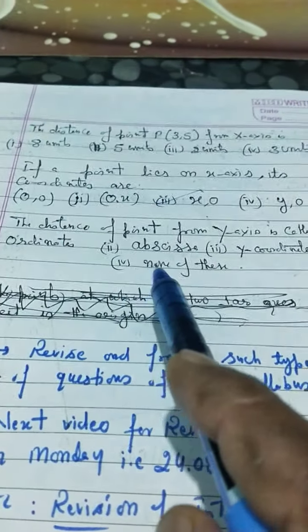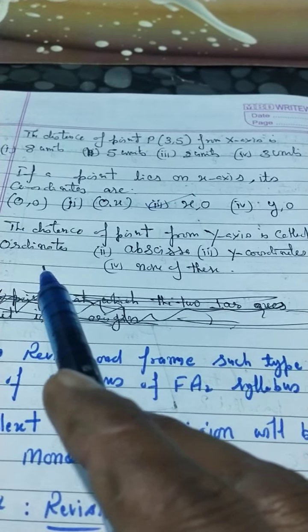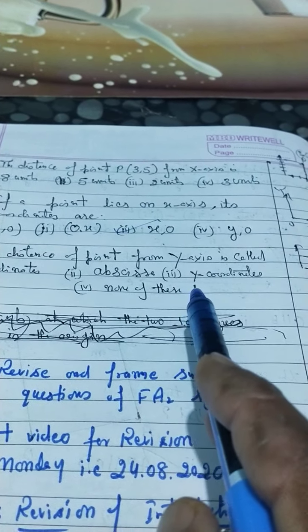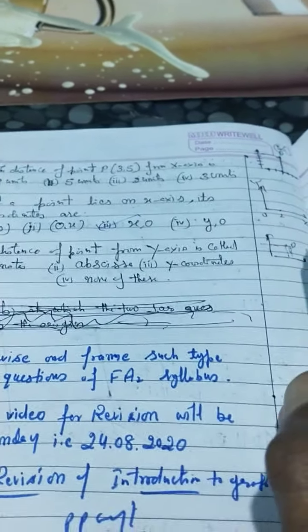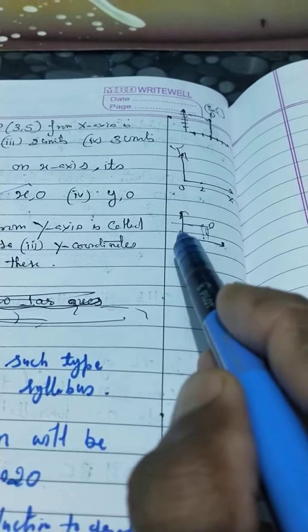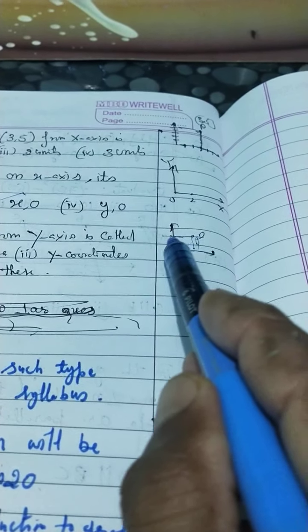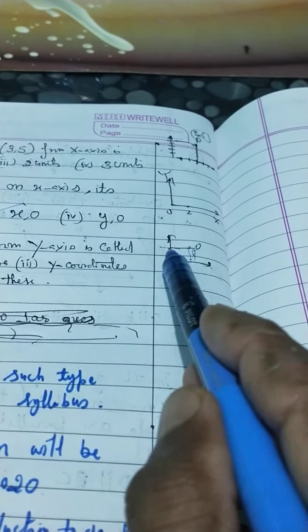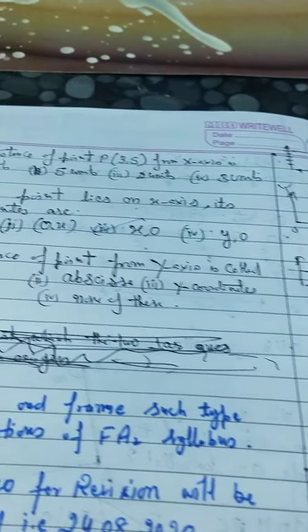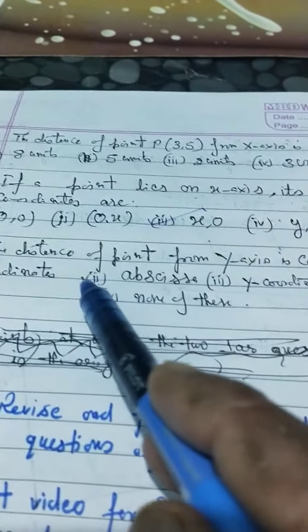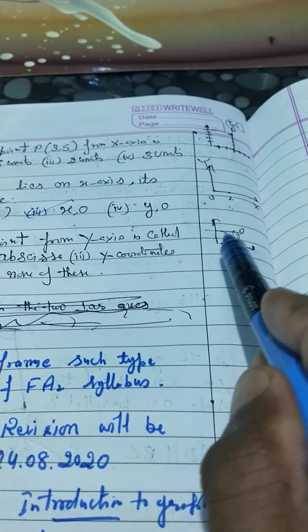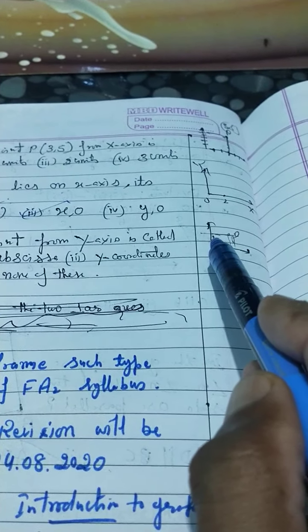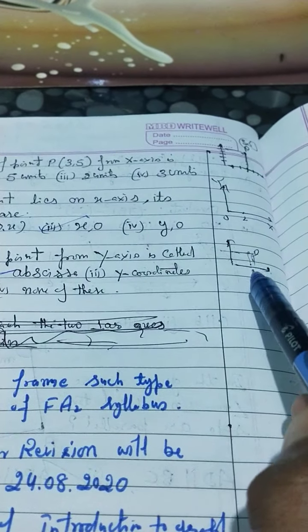Now the distance of a point from y-axis is called ordinate, abscissa, y coordinate, none of these. The distance of a point from y-axis is called your abscissa. Your answer is abscissa. The distance of a point from y-axis is called abscissa, and the distance of a point from x-axis is called ordinate.